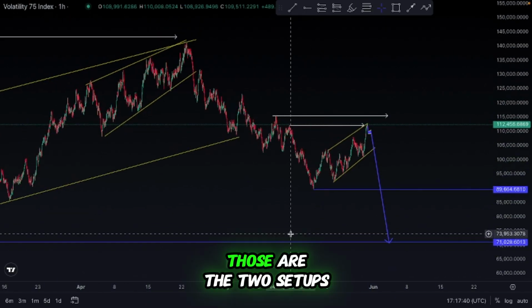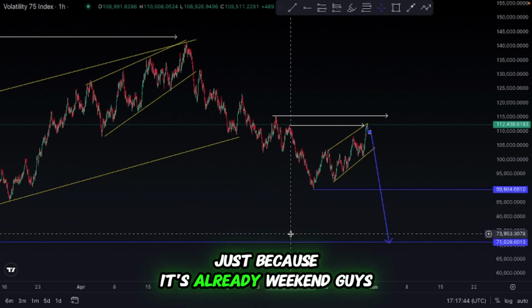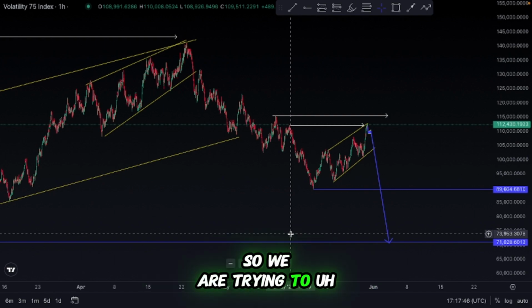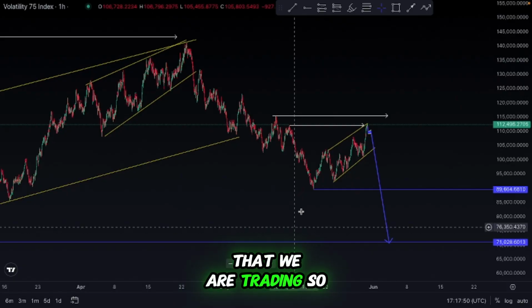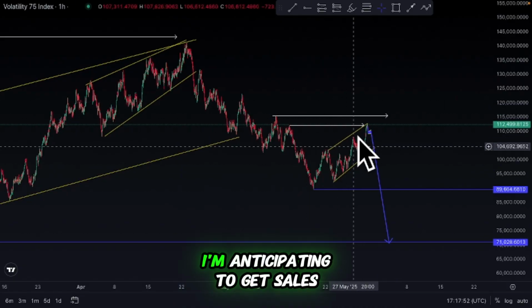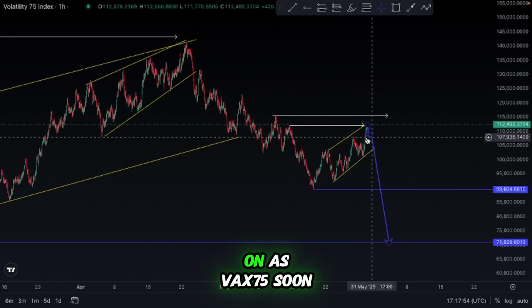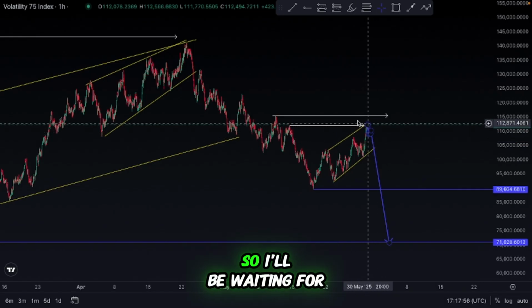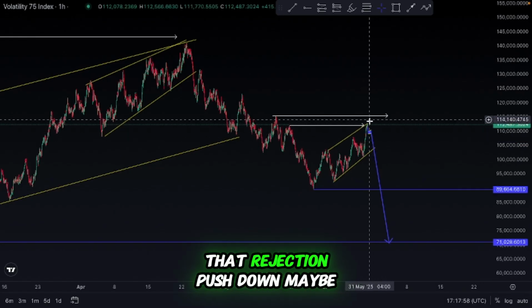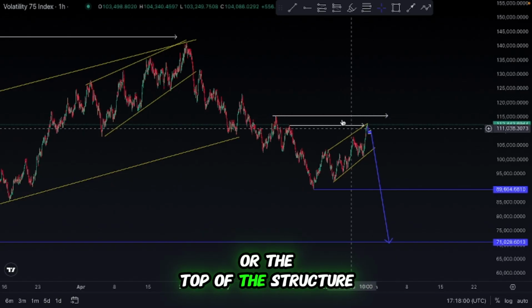So those are the two setups that I have for you on draft, just because it's already the weekend, guys. So we're trying to make bank on each and every market that we are trading. So these two, but I'm anticipating to get sales on VEX 75 soon. So I'll be waiting for that rejection, push down maybe, or the top of the structure.